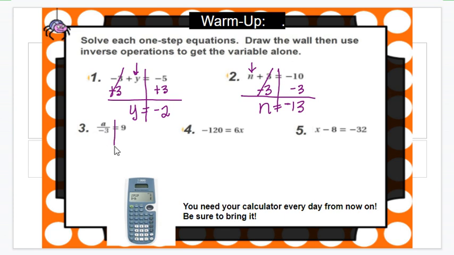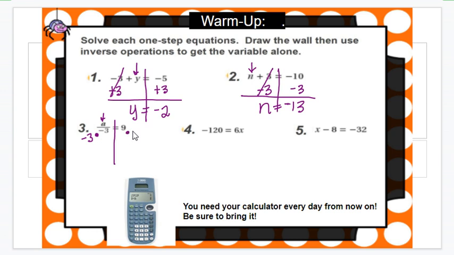Remember in algebra, the fraction bar just means dividing. So a divided by -3 equals 9. So again, we're trying to get a by itself, but it is being divided by -3. This does not mean times -3, this means divide by -3. So the opposite of dividing by -3 is to multiply by -3.